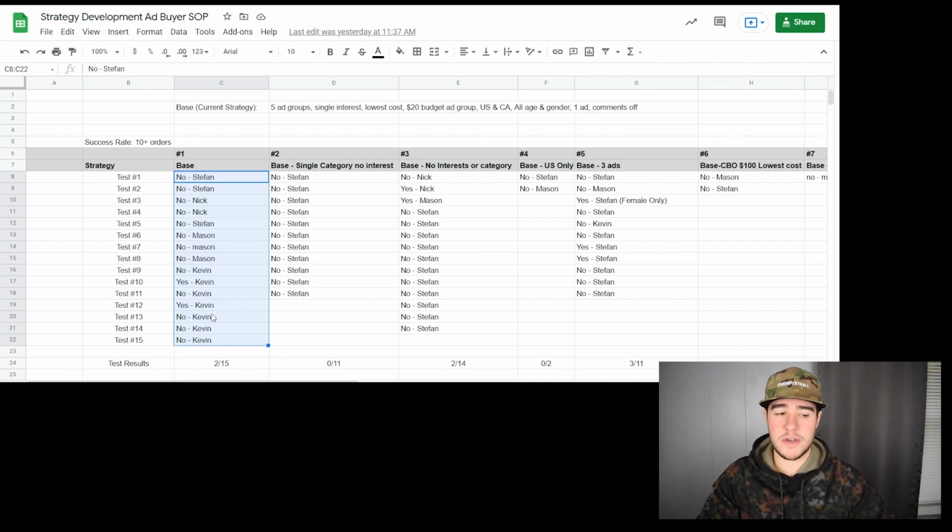Now, as you can imagine, if there's 5 strategies and we're running 15 each, that's like 80 campaigns created. My math is probably terrible on that, but it's a high number of campaigns being created. So this is going to take a little bit of time to fill out. I believe we're about 2 to 3 weeks in to actually filling this out.